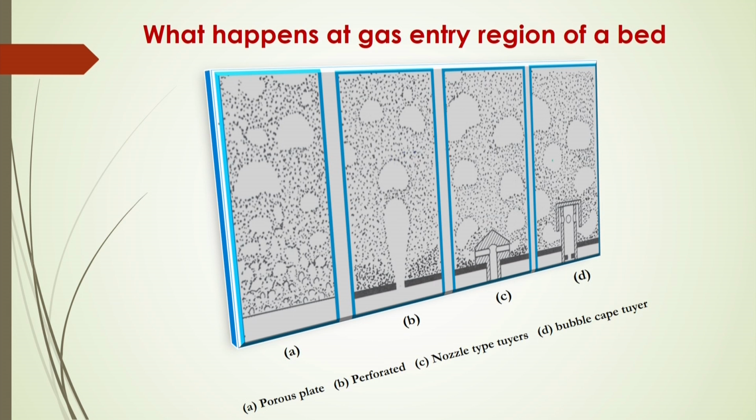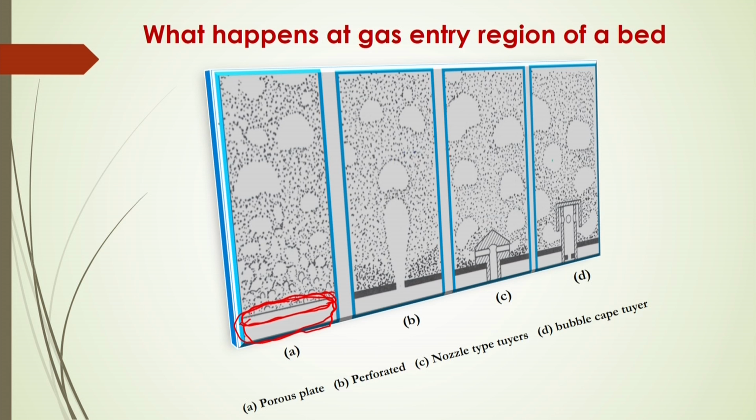Now, what happens at the gas entry region of a bed? Here, gas entry region means the distributor. In this case, how is gas distributed through the different distributors? Here C, A, this is one type called a porous plate. So, this is the plenum. Through the porous plate, here is how gas is distributed.